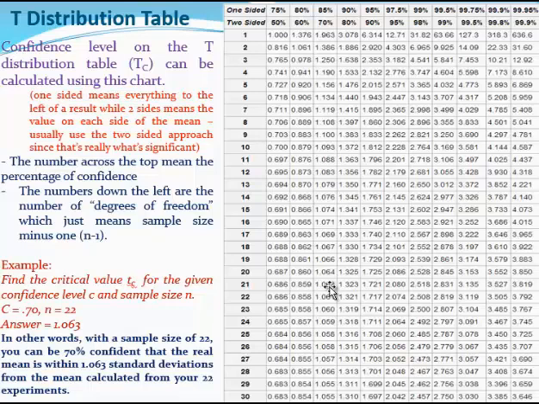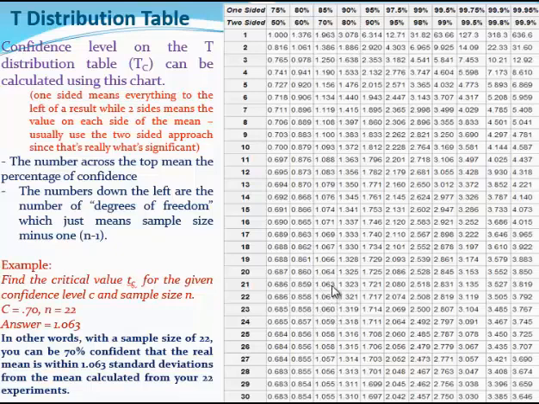If I wanted a higher confidence, if I wanted 95% confidence, and I had the same sample size, then I'd go to the 95, and then I'd go down to 21 again, and this is 2.08. That means that's over 2 standard deviations, which is a much broader range. Obviously, I want to be more confident, so I can't be as precise unless I do more experiments. If I go up to 30 experiments, then as you scroll down a little bit over here, the number of standard deviations decreases. Not by very much, but by a little bit.